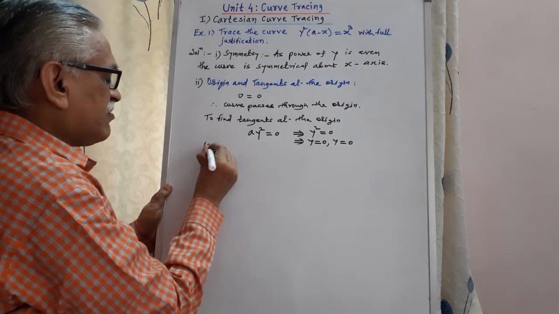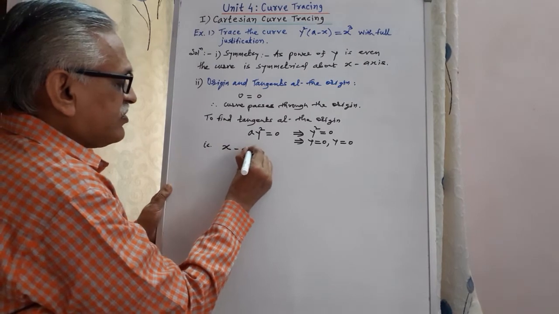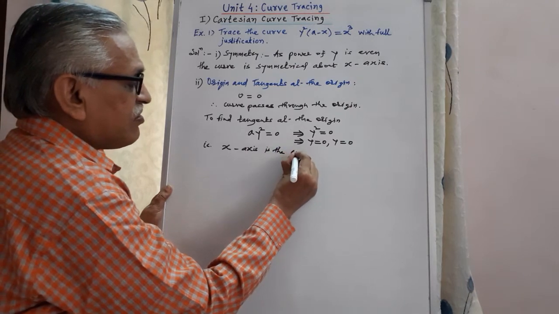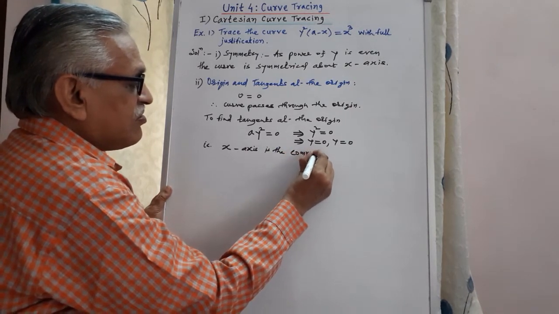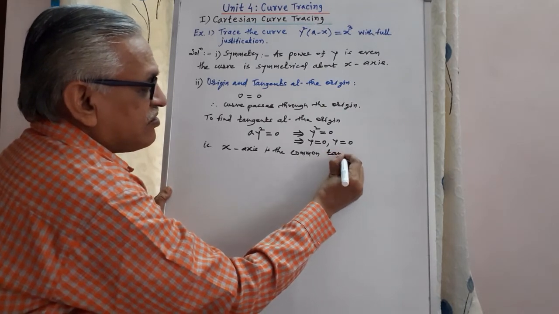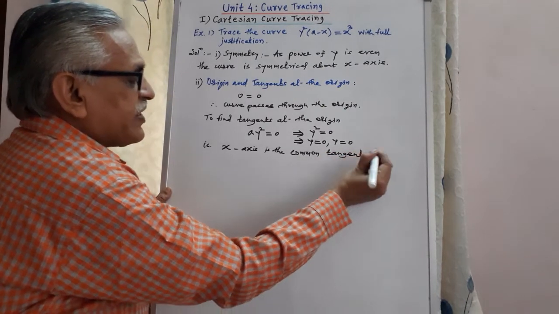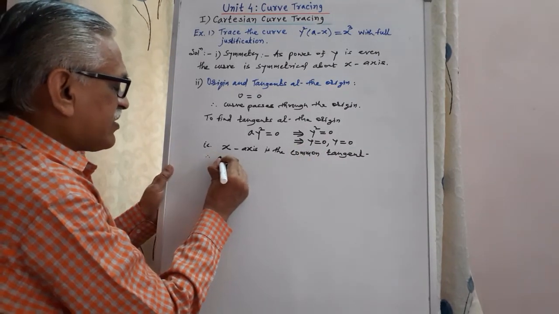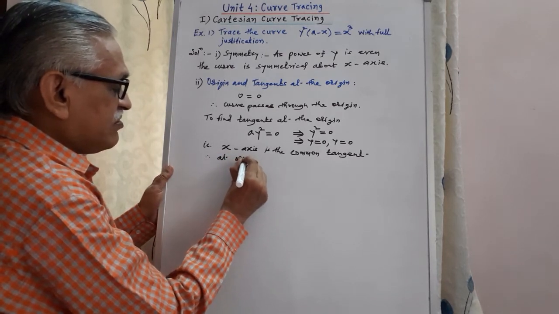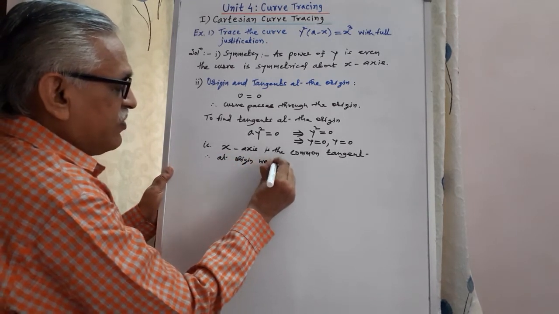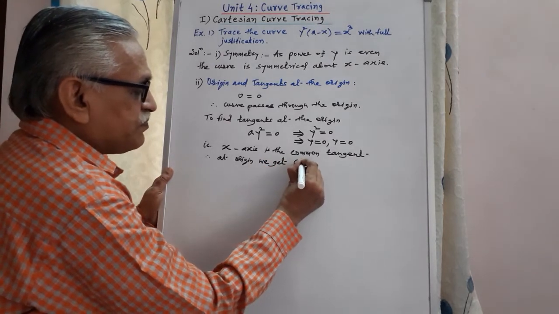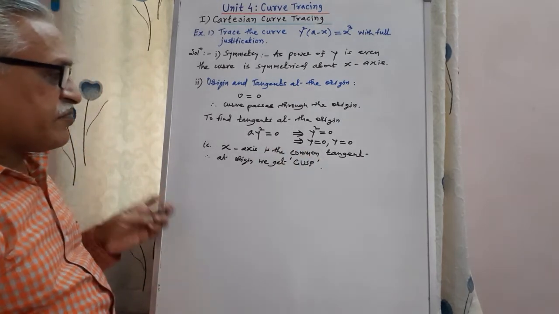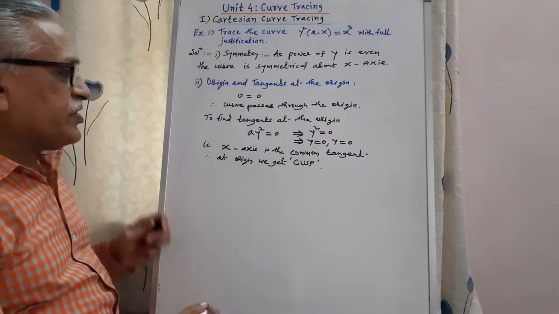That is, x-axis is the common tangent or repeated tangent, and as it is a common tangent or repeated tangent, therefore at origin we get cusp. Okay, this is the second point.